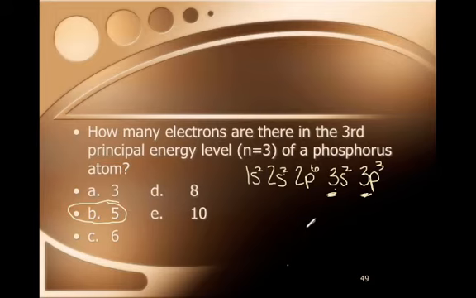So do you need to have both the 3rd principal energy level and n equals 3, or could you just know by one of those? By one of them. Okay. They mean the same thing.